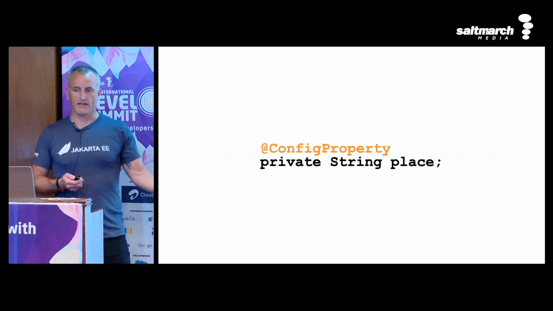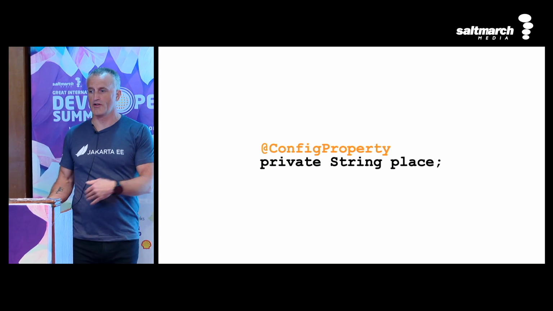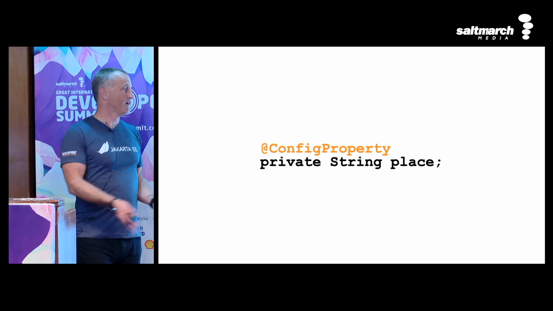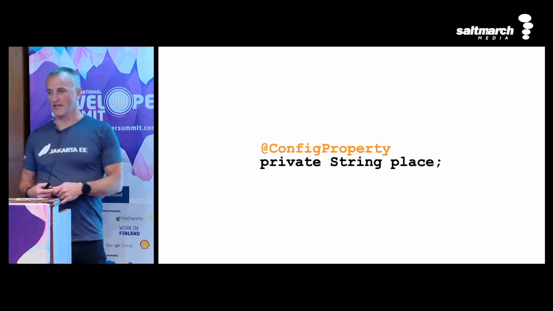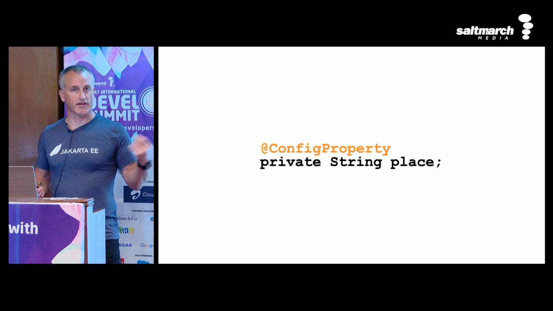And in the application, you will have a programmatic API, but also an annotation-based one. So you can do something like this: add @ConfigProperty and the name of the property, and you can just inject whatever you're using, and it will pick it up from the environment.